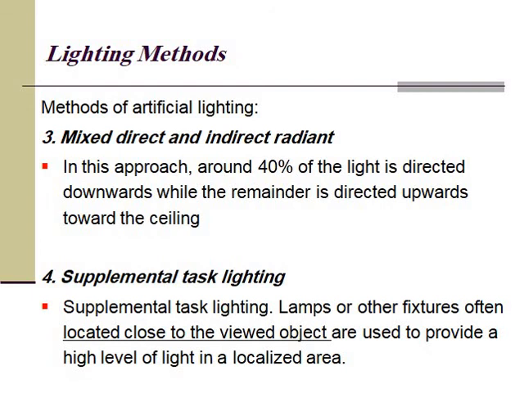The third method is a mix between direct and indirect radiant. In this method, around 40% of the light is directed downward, while the rest is directed upward toward the ceiling. The fourth method is supplemental task lighting. Here we can put some lamps or other fixtures, but they will be located close to the viewed object to provide a high level of light in a localized area. You can see that with the lamps put on the desks. Okay, it's localized to provide light directly over the desk.